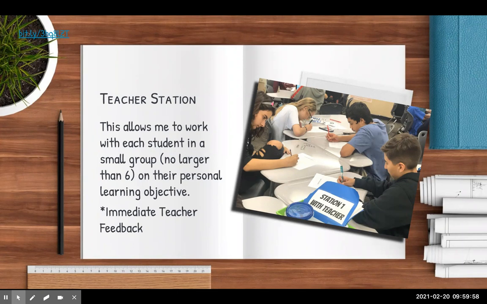As you can see, there's four people in my group, and that's a perfect size. But that immediate feedback is so key. I would say if you're doing this, try not to have groups larger than six, because then it just becomes very hard to answer those questions individually.